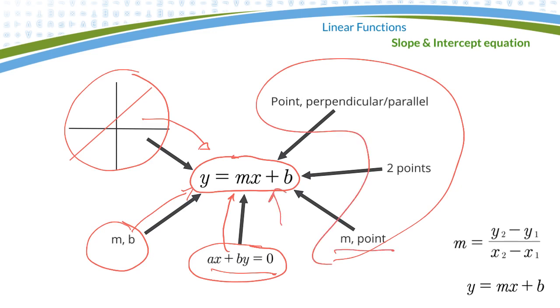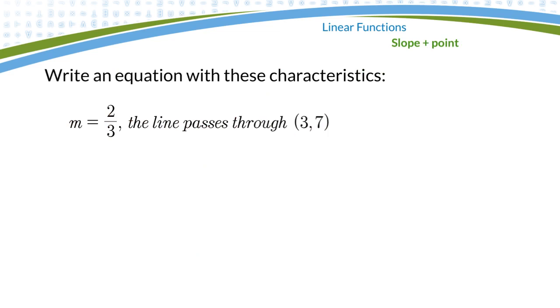In this video, we're going to look at these last three ways of coming up with an equation: if I'm given a slope and a point, or given 2 points, or a point, and whether the line is parallel or perpendicular. So the first question says, write an equation with these characteristics. So I need to come up with y equals something x plus something, given this information.